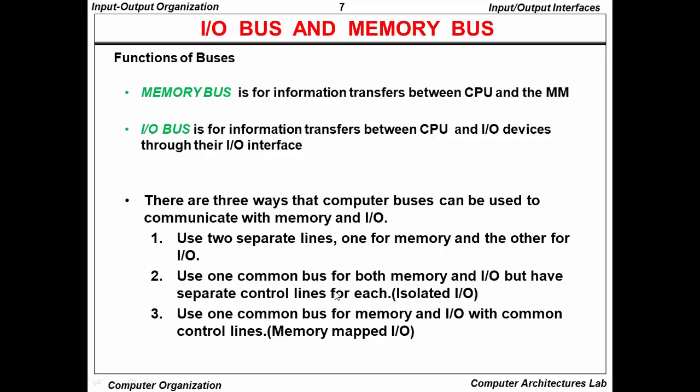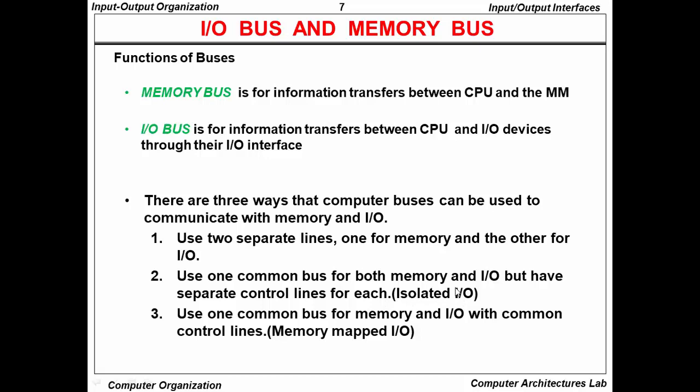Second, use one common bus. Some computer systems implement these buses in this way: they use one common bus for both memory and IO, but have separate control lines. There will be a common bus used for communication between memory and CPU and between IO and CPU. In that case, the address and data lines are the same, and only the control lines are separate. That means a bus consists of four lines: two control lines, one address line, and one data line. That is also known as isolated IO.